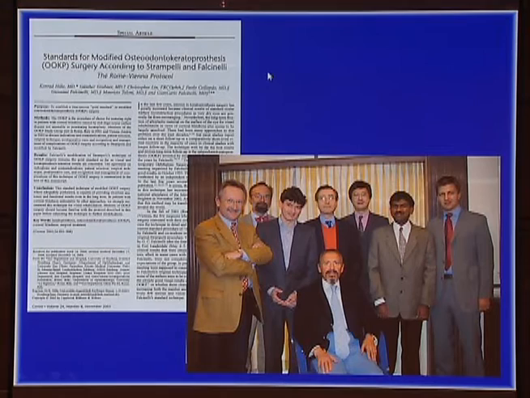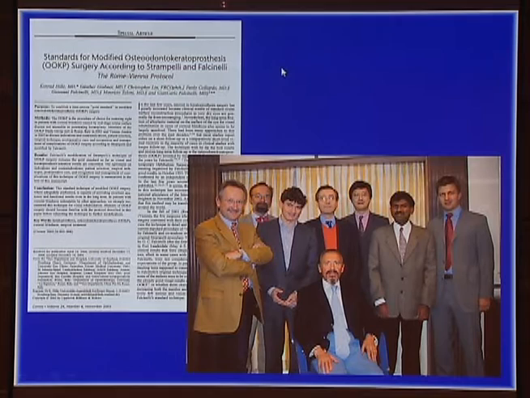The Rome-Vienna Protocol. It is what Gunther Grabner calls the gold standard for the procedure. It's what every surgeon who is going to perform the MOKP should have in mind. Gunther Grabner, Corrado Cogliardo from Rome, and my twin brother, Christopher Liu, two other colleagues, and this is Giancarlo. Everyone looks much younger.